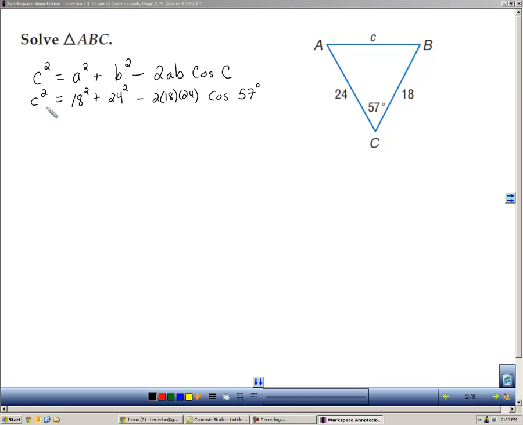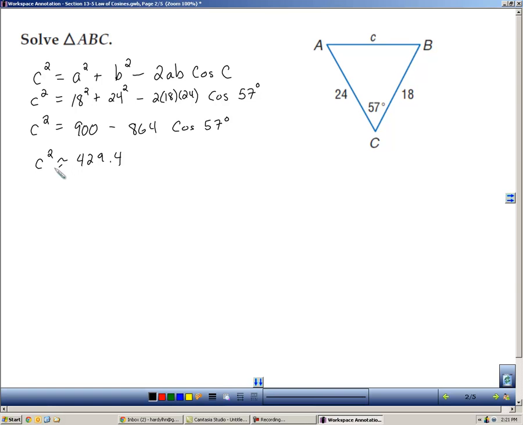Now as you plug this into your calculator, I find that I get fewer errors if I just take these two numbers and add them together. And 18 squared and 24 squared gives me 900. And then this is 864 times the cosine of 57 degrees. Now when you plug that into your calculator, be careful to use parentheses, but you're going to find out that c squared is 429.4. That's a decimal approximation, so I should use the squiggly equal sign.